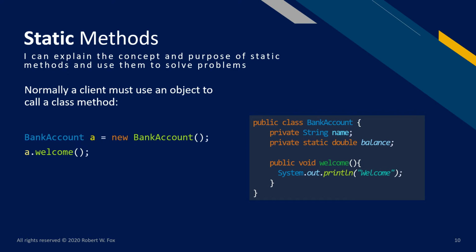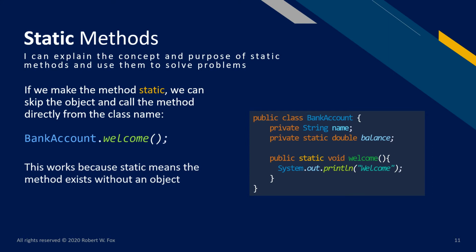Normally, when I want to call a method, I call it on an object. So again, I've got my bank account class, and I say BankAccount a equals new BankAccount. And now that the object exists, the method exists, so I can say a.welcome, and it prints out the message.